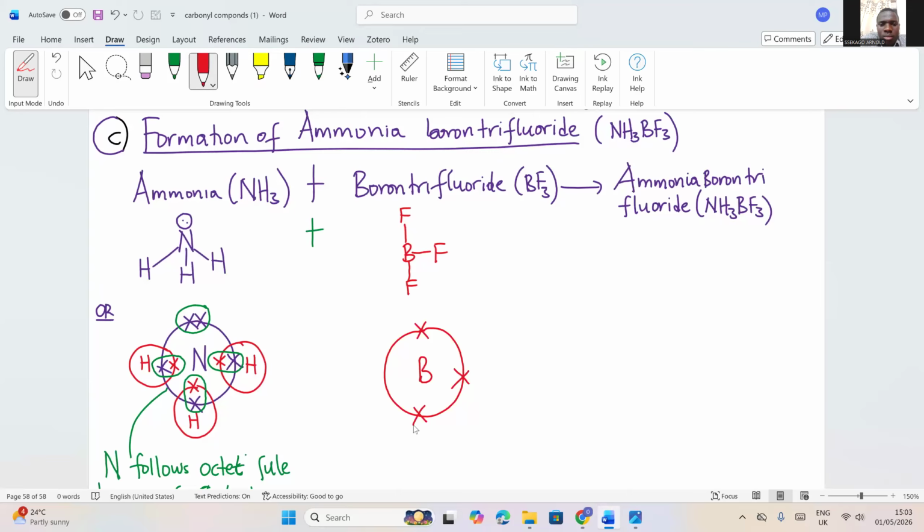So I am bonding that boron with fluorine. Ionic bonding. You recall ionic bonding? Hope you recall: a metal transfers electrons to a non-metal. So fluorine, this is how it looks.